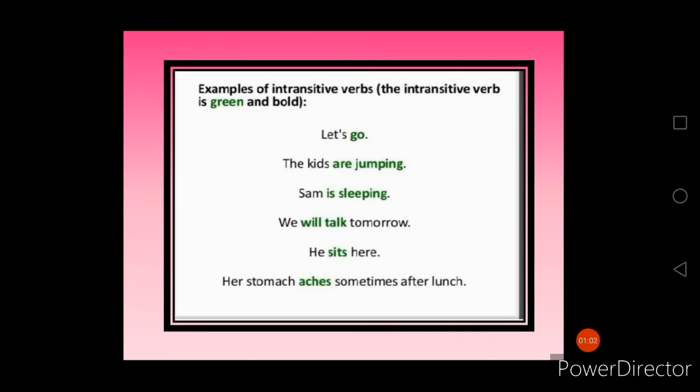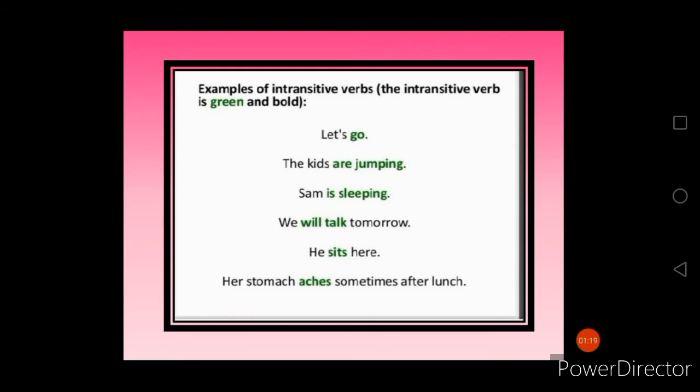So is sleeping is a verb. After this verb, is there any object? No. Very good, students. So is sleeping is an intransitive verb. See the next example carefully. We will talk tomorrow. Here what is the verb? Will talk is the verb.